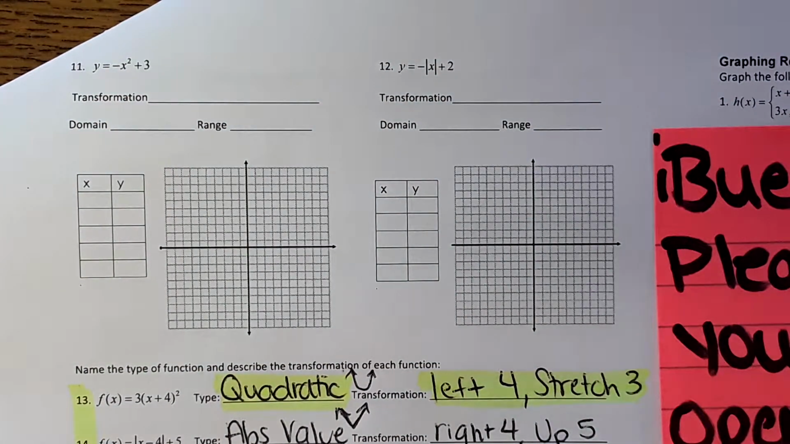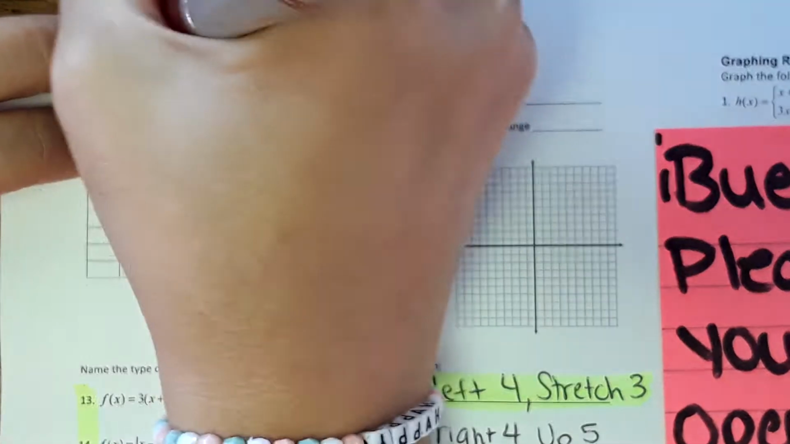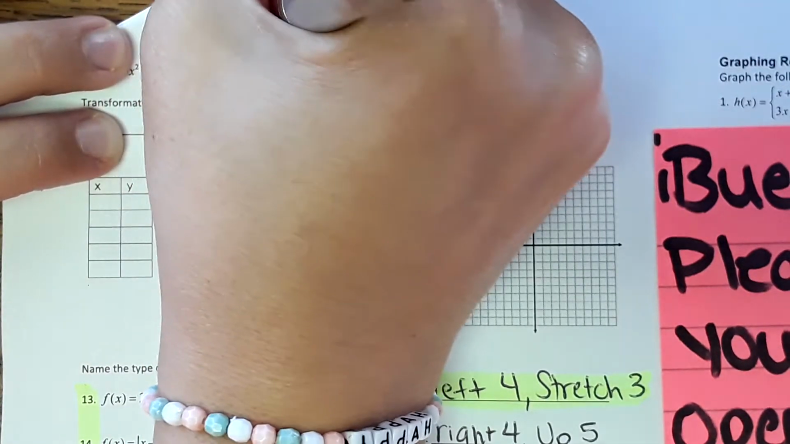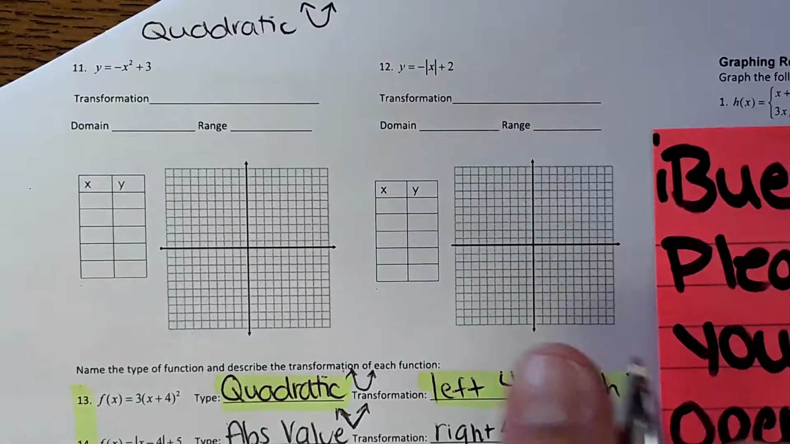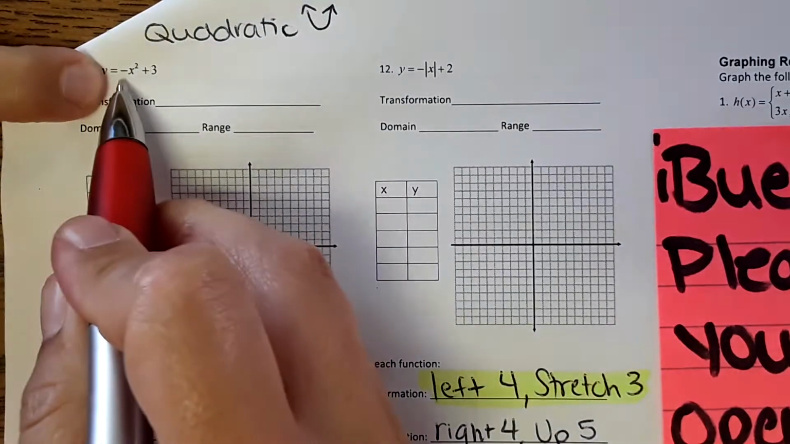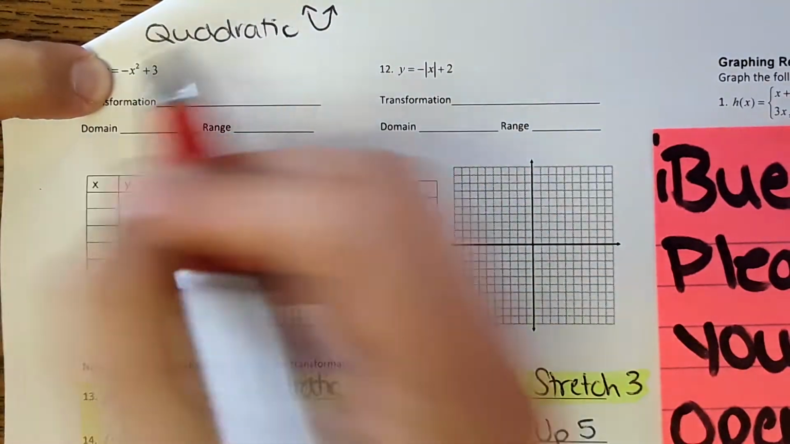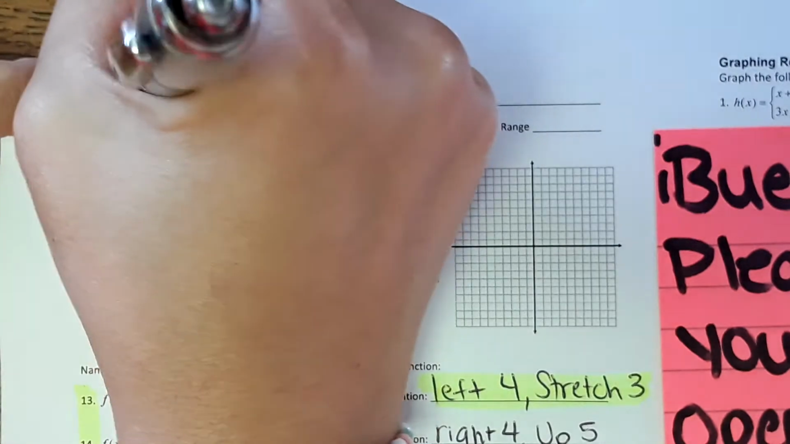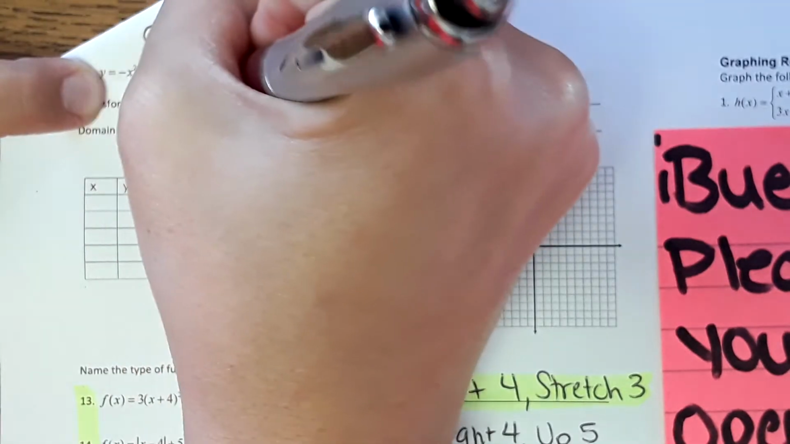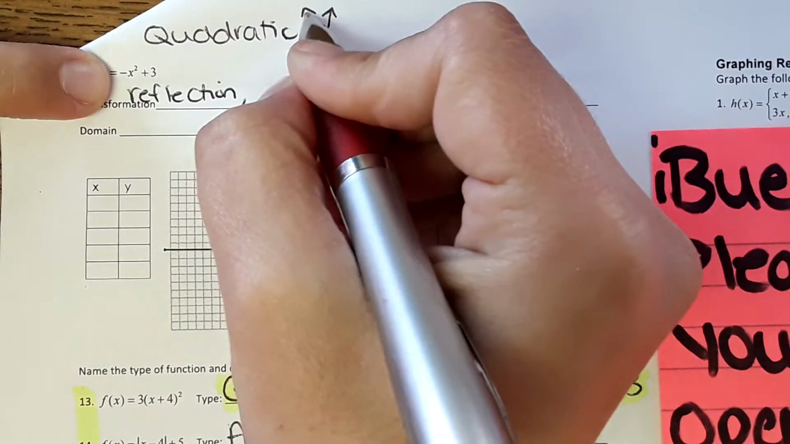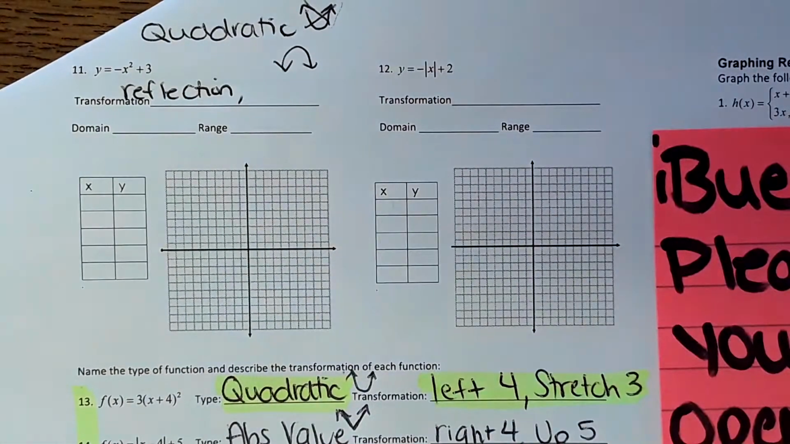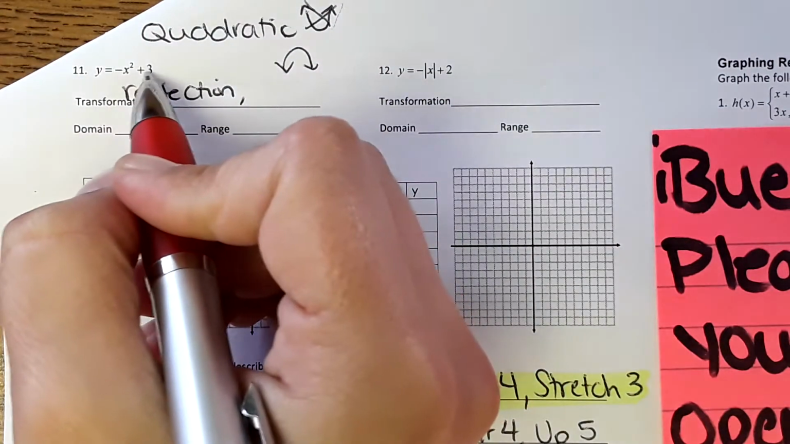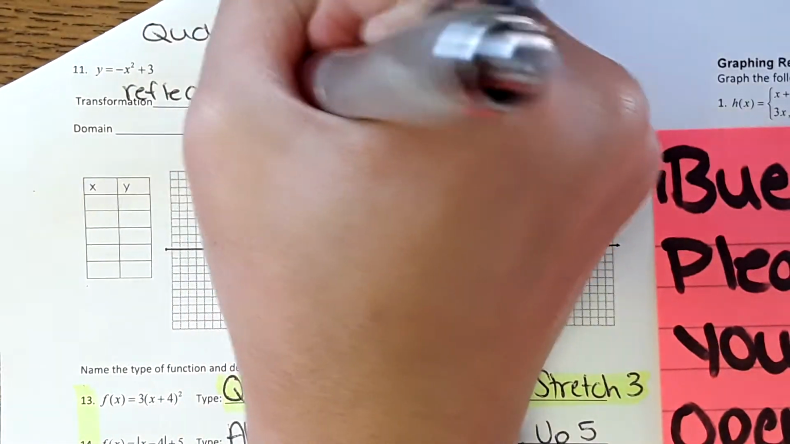So, number 11, just first looking at it, I have the x squared, so it's a quadratic. A quadratic looks like this. Now, as far as the transformation, looking at these numbers, it's a negative x squared, so that means it's a reflection over the x-axis. So instead of it pointing upwards like this, our quadratic's actually going to go down like this. And then the +3 would mean up 3.